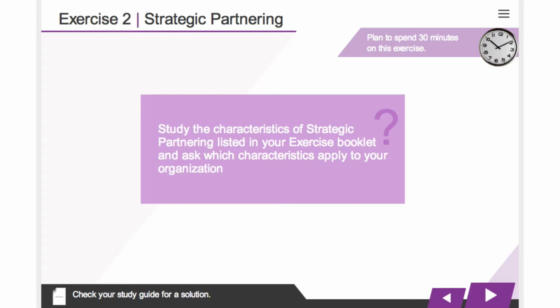I won't add any value just by reading this table to you, so as an exercise, please spend 30 minutes studying it and ask yourself how many of the statements would apply in your organization. You can consult your study guide if you want a reminder of what the 4 core disciplines are. When you're finished, move on to the next screen.